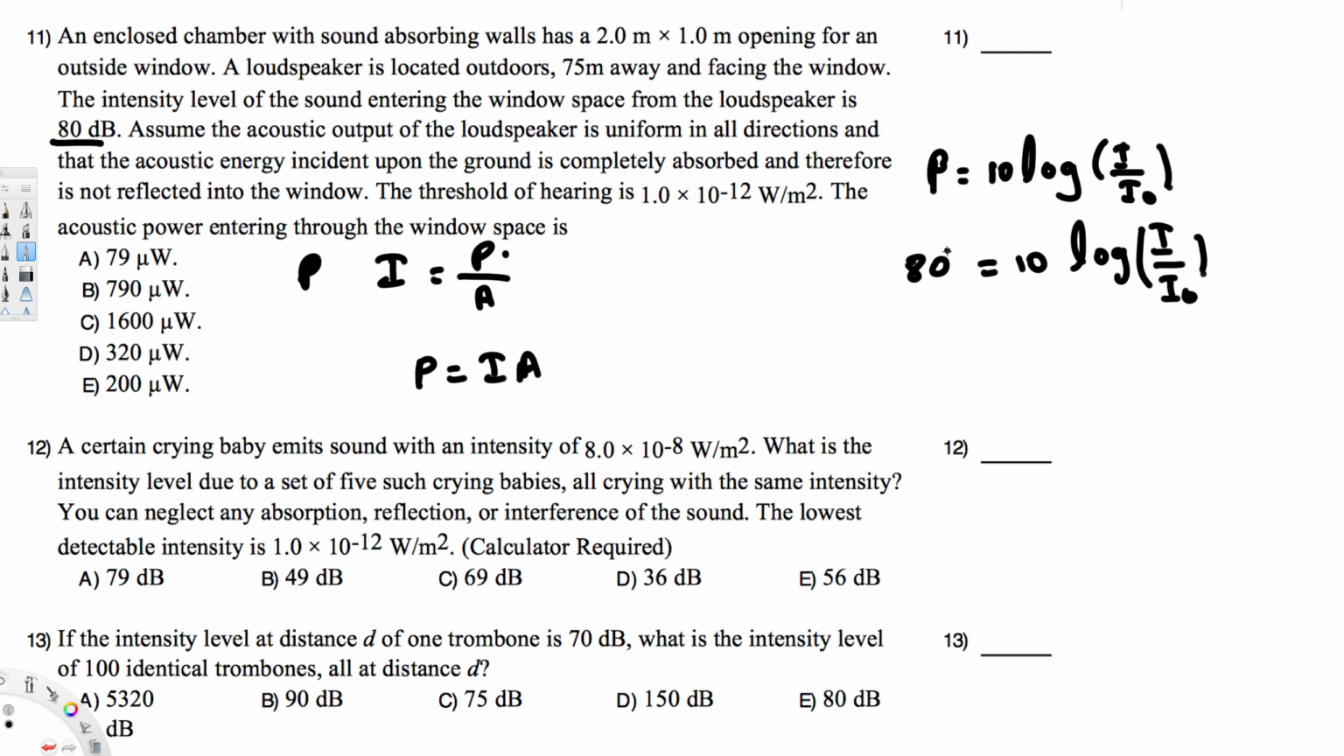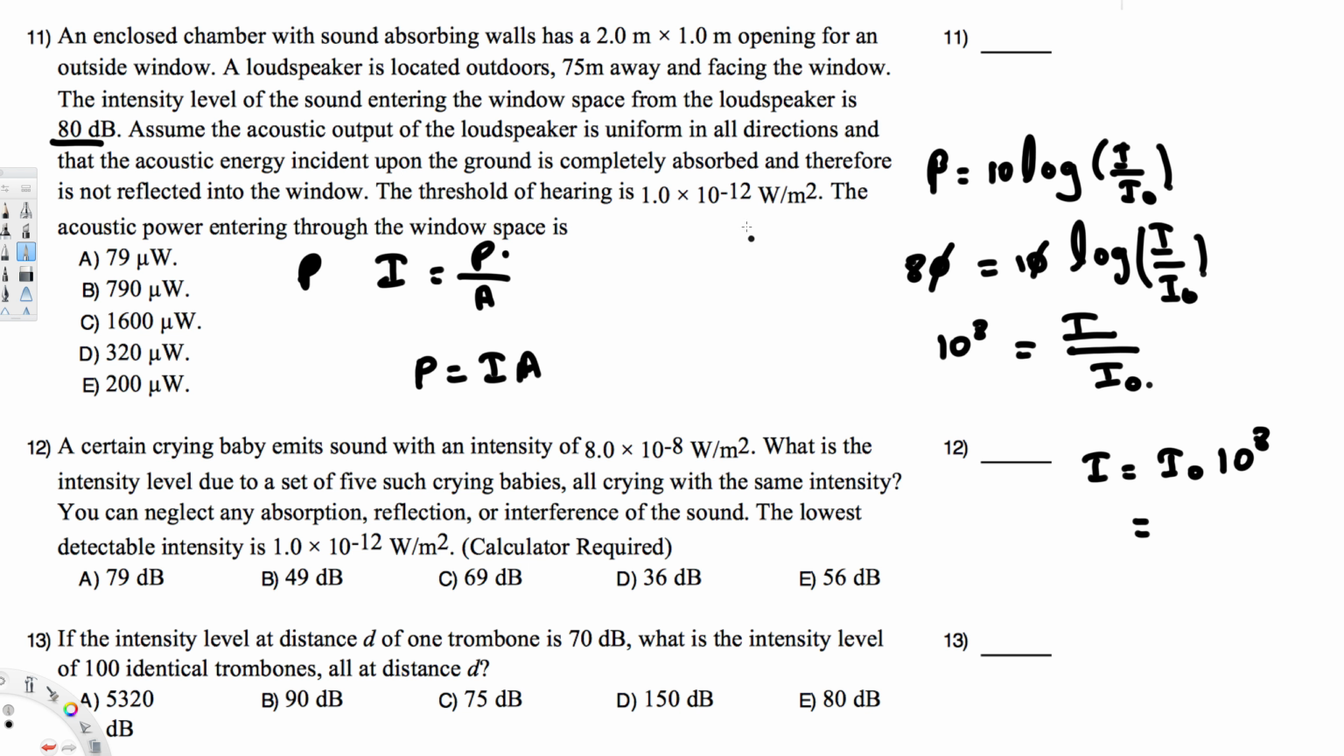If you divide both sides by 10, this is going to be 8, and the other side we are going to have 1. So this is going to be simply 8 is equal to log I over I naught. Now to get rid of this log, we have to take 10 power. So if you take 10 power 8, on the other side we are going to have I over I naught, because 10 power and log cancel. Now I is going to become I naught times 10 power 8.